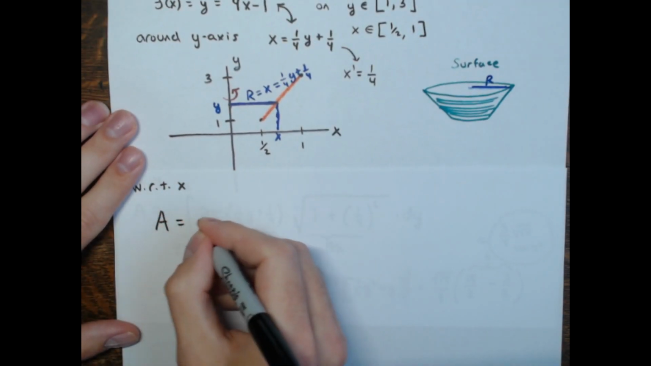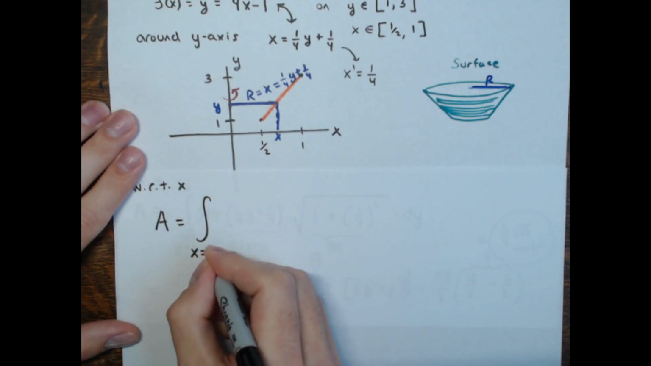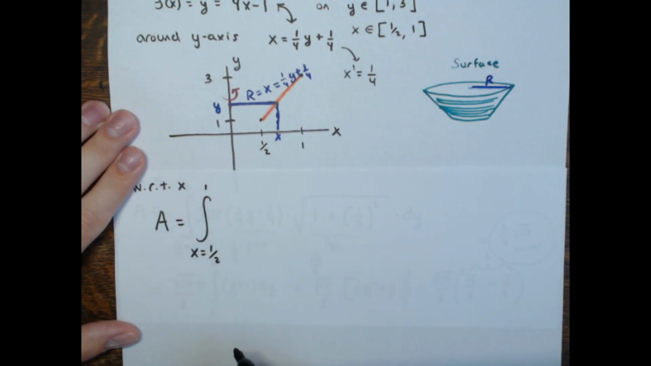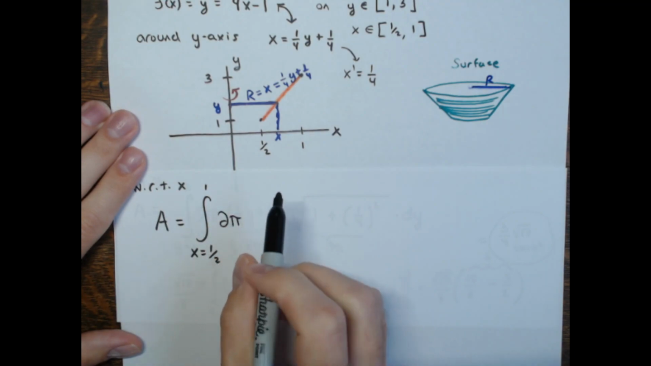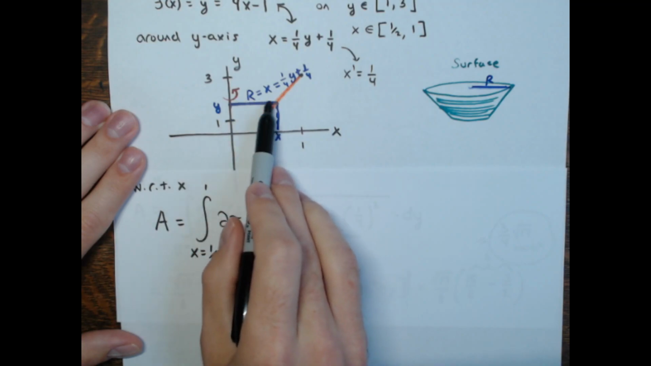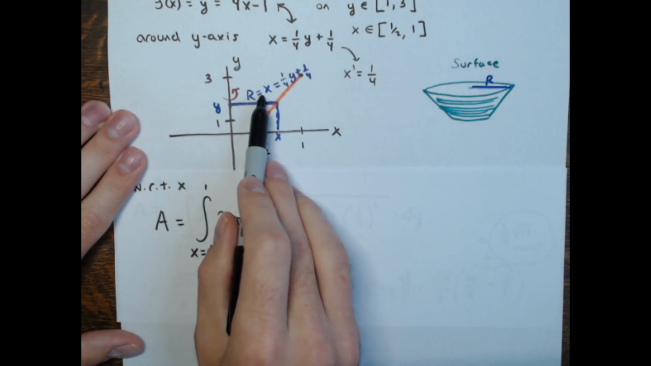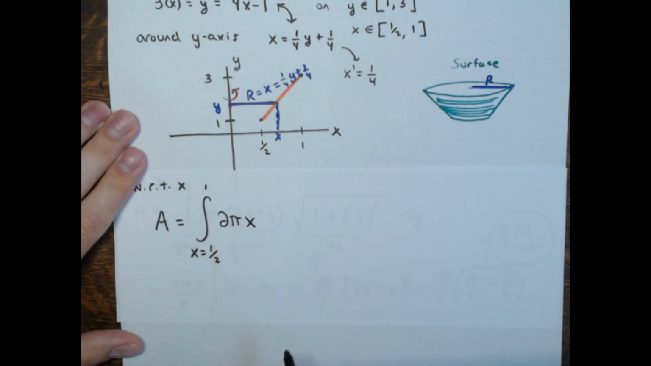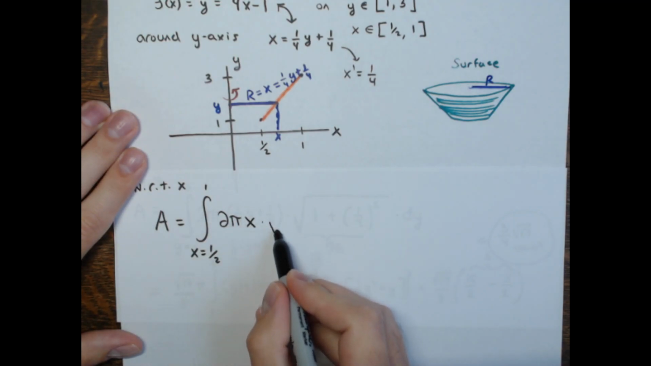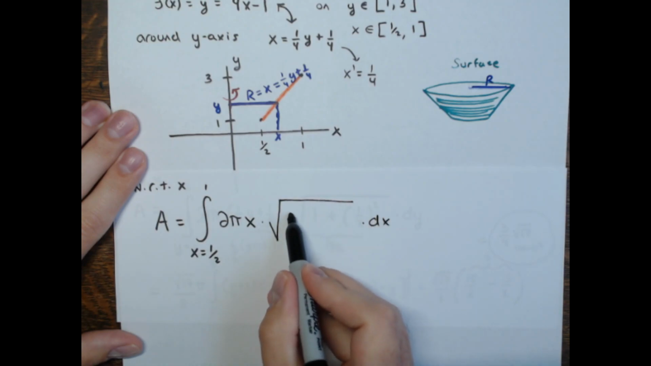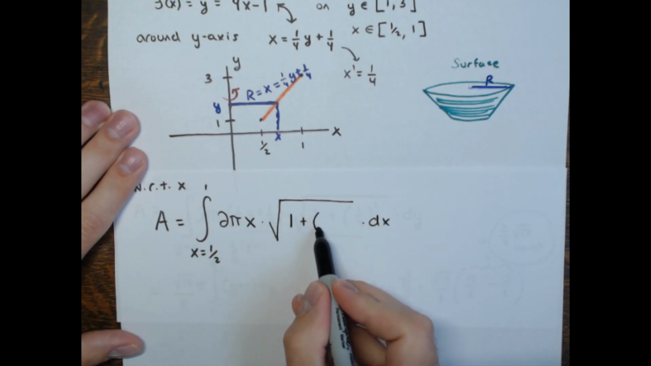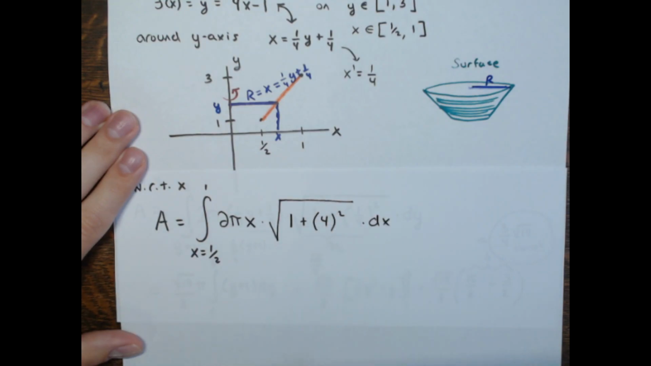So the surface area this time is the integral from x equals 1/2 to 1 of the circumference 2 pi r. Remember, the radius is here, the distance from the y-axis to the curve, and that's just the x-coordinate. That's just x. Easy. Times the square root, and this is your ds, and I want the dx here. It's 1 plus y prime squared, 1 plus 4 squared. Well, that's just the square root of 17.